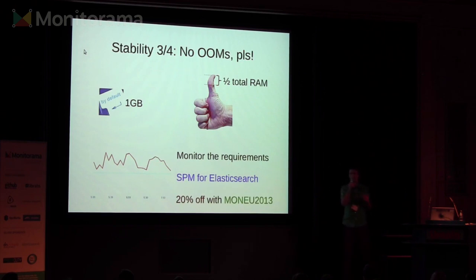Then there's memory. You don't really want to run out of it. The rule of thumb is to allocate half of your RAM to Elasticsearch and leave the other half for OS caches. If you want to tune it further, you have to monitor how much memory Elasticsearch actually uses, and then you can tune the setting accordingly.